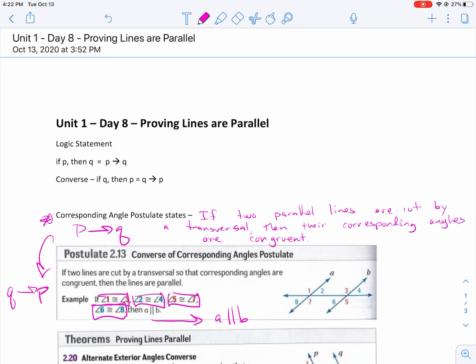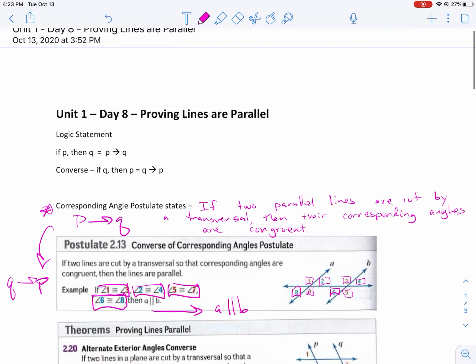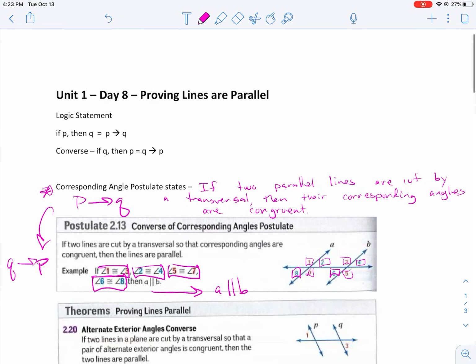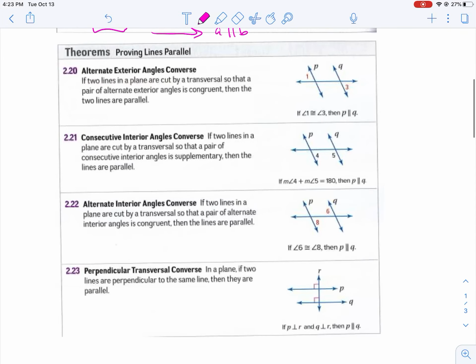Okay, so what you're looking for again is your corresponding angles: 1 and 3, 2 and 4, 5 and 7, 6 and 8. Okay, so those are our corresponding angle pairs. So what we're going to say is if those corresponding angles are congruent, then the two lines are parallel. That's one of them. Another example, there's 4 more here, all right?